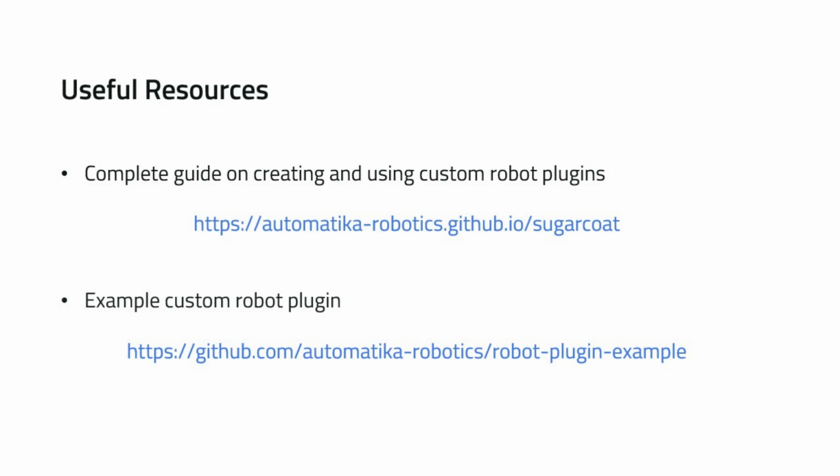You can find a complete guide on how to create and how to use custom robot plugins by going to Sugarcoat documentation. We have also created an example robot plugin, which you can find on GitHub.